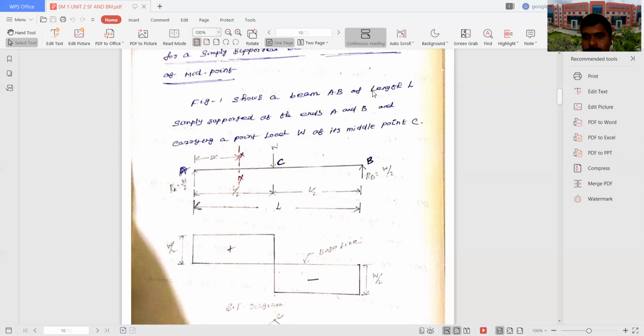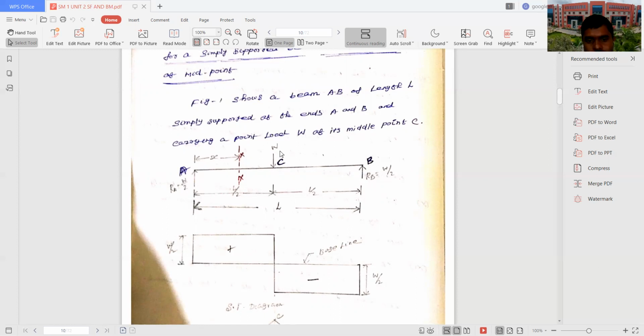In the cantilever beam, you need not find the reaction. Why? Because you consider the right portion of the section, which is the free end, and therefore there is no reaction. There is no vertical or horizontal reaction at that end, so no need to calculate. But here, in the simply supported beam, there will be reactions, so we have to calculate them.